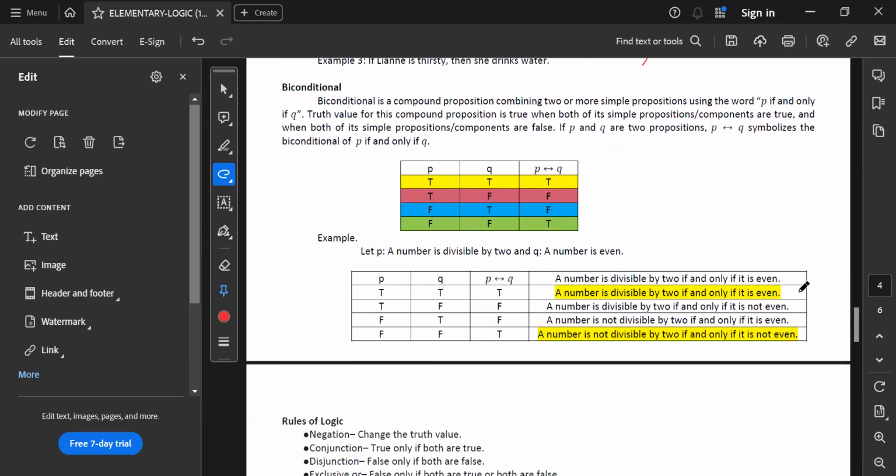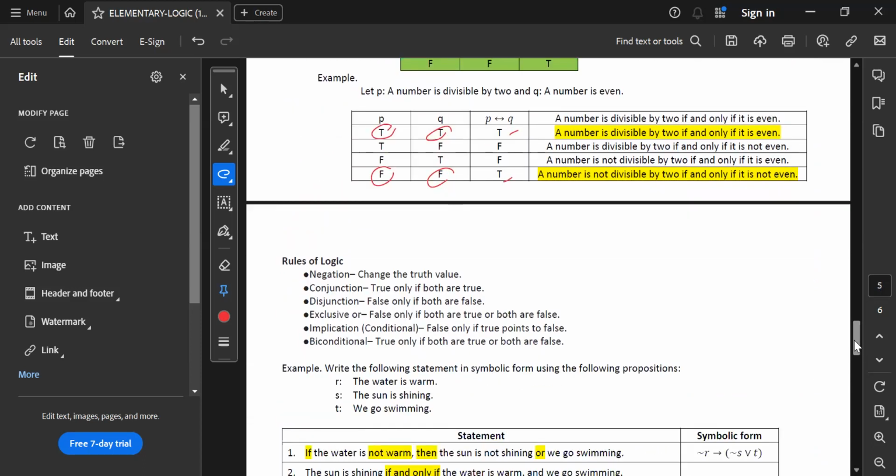For the biconditional, what you only need to watch is that if they have the same value, it is true. And then the rules of logic I explained earlier: for negation, you take the opposite of the truth value. Conjunction is true only if both statements are true; the rest are false. Disjunction is false only if both are false; as long as at least one is true, the entire proposition is true.